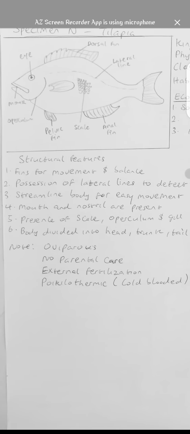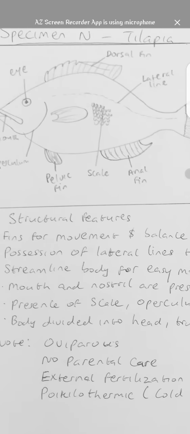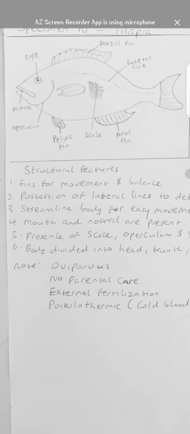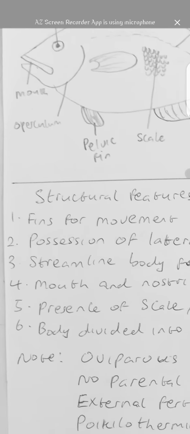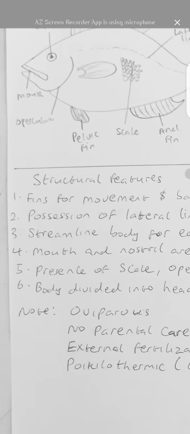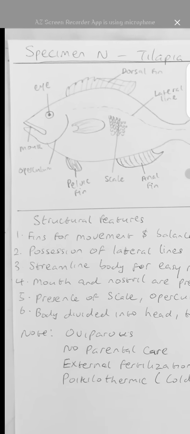Specimen N, the tilapia. Okay. Tilapia, we have eyes. Look at the diagram. Let me zoom in. The eyes, the dorsal fin, that's the one above. We have the lateral lines. We have scales. We have the pelvic fin, anal fin. This one is called the operculum. That's where respiration takes place. Then we have the mouth.